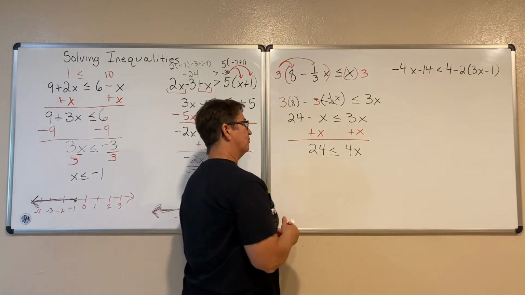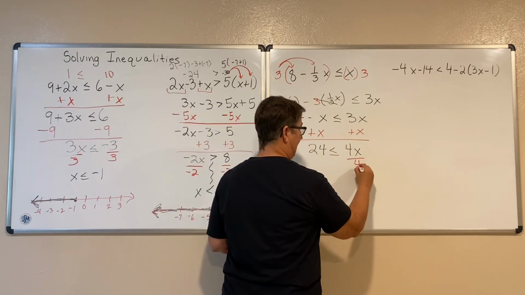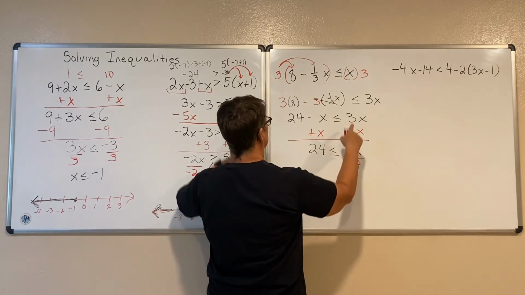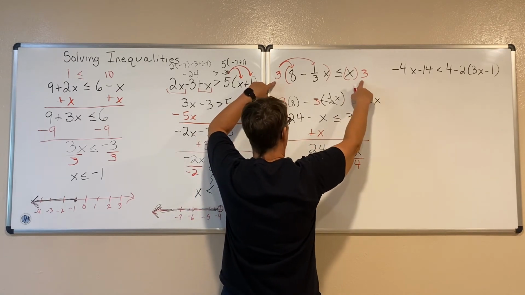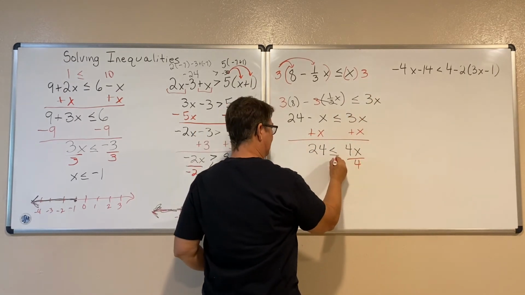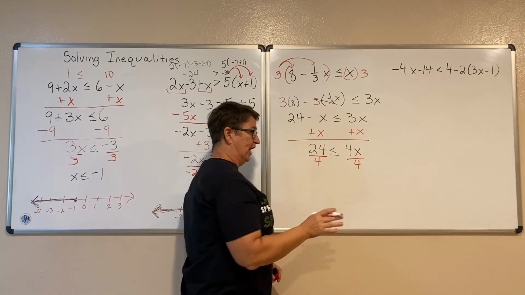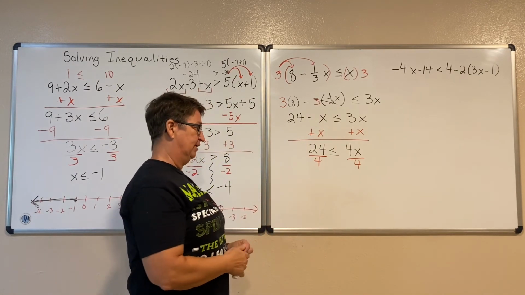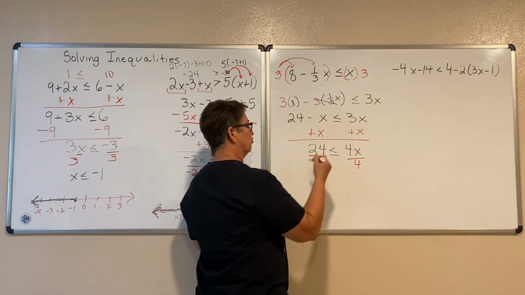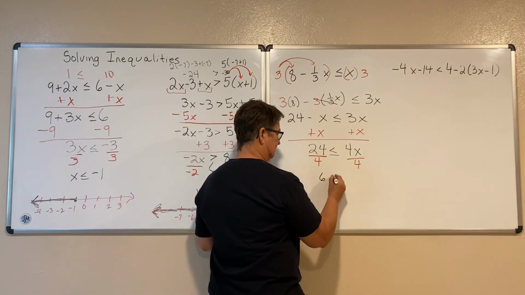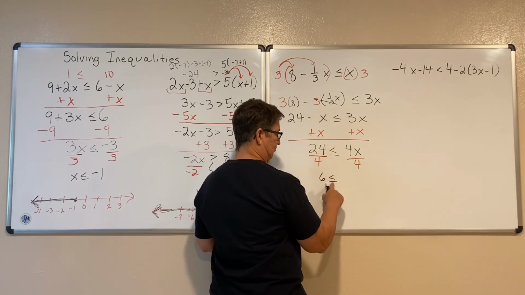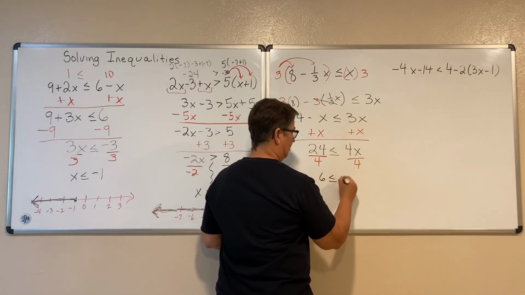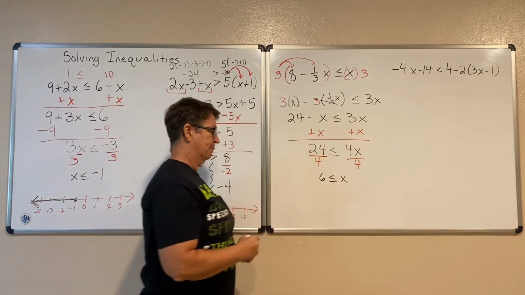Divide both sides by 4, and because it's positive, just like because I was multiplying by a positive up here, I'm dividing by a positive here. I do not have to worry about flipping the sign. So here, 24 divided by 4 is 6, is less than or equal to 1x.